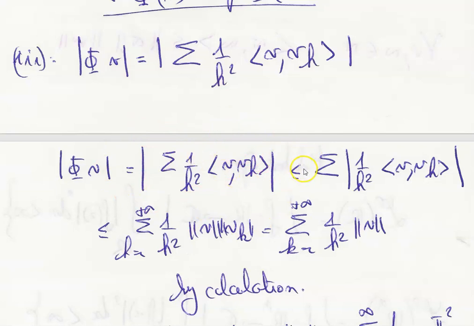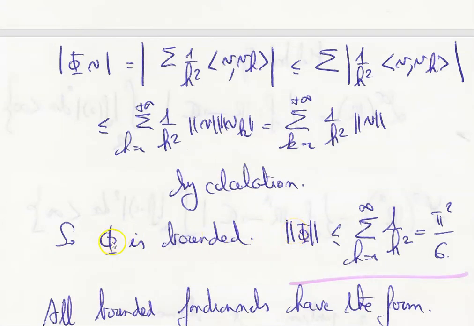So this quantity is inferior to, because of course the absolute value of a plus b is less than the absolute value of a plus the absolute value of b, the sum for k from 1 to infinity of the absolute value of 1 over k square multiplied by the inner product between v and vk. So this is less than the sum for k from 1 to infinity of 1 over k square. We use the Cauchy inequality, so this inner product is less than the product of the norms of the vectors. We know that the norm of vk is equal to 1 by construction, by assumption in the exercise. So this is inferior to the sum from k from 1 to infinity of 1 over k square times the norm of v. The norm of v can be taken out of the sum, and so phi is bounded. Why?